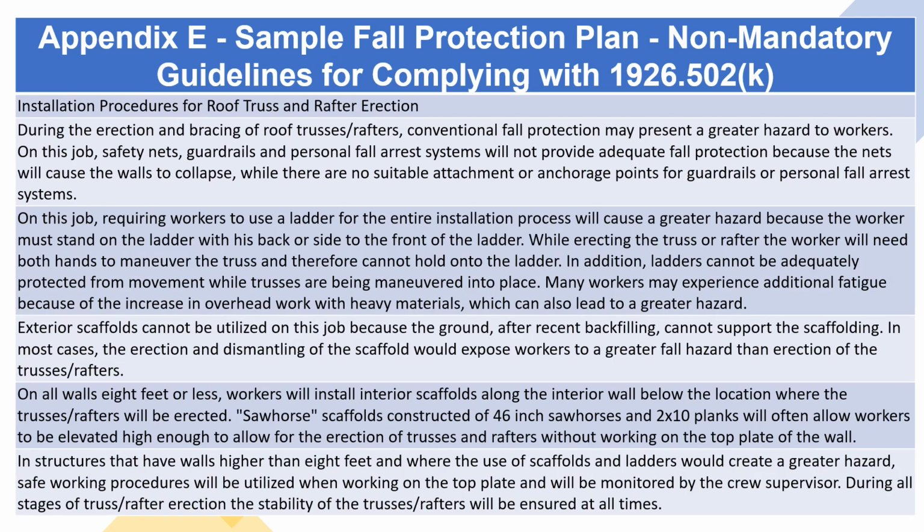Installation procedures for roof truss and rafter erection. During the erection and bracing of roof trusses/rafters, conventional fall protection may present a greater hazard to workers. On this job, safety nets, guardrails and personal fall arrest systems will not provide adequate fall protection because the nets will cause the walls to collapse, while there are no suitable attachment or anchorage points for guardrails or personal fall arrest systems.